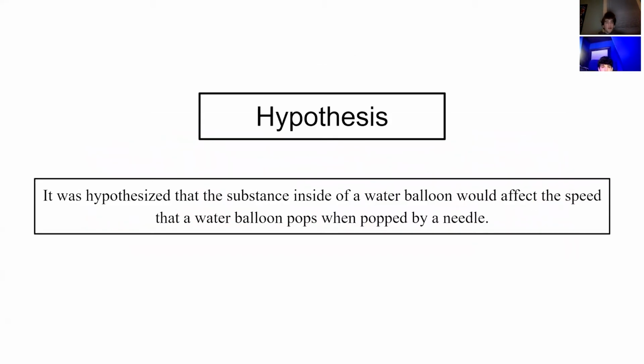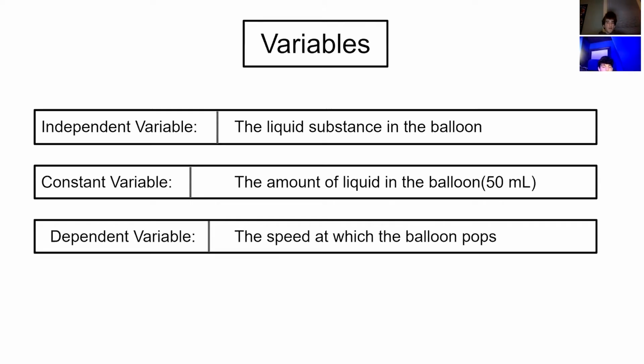Just again, our hypothesis to restate. It was hypothesized that the substance inside of a water balloon would affect the speed that a water balloon pops when popped by a needle. And our variables: our independent variable was the liquid substance within the balloon. A constant variable was the amount of liquid in the balloon, which was just 50 milliliters. And the dependent variable was the speed at which the balloon pops.